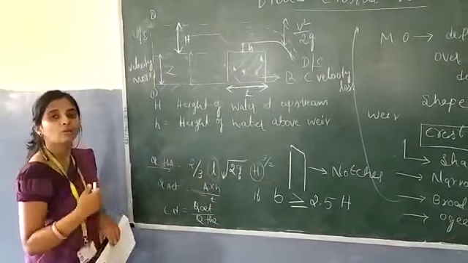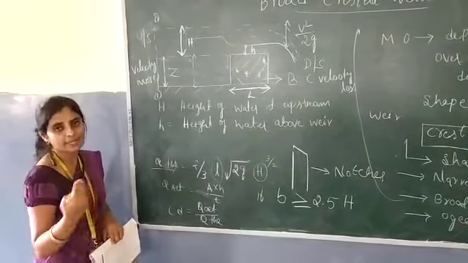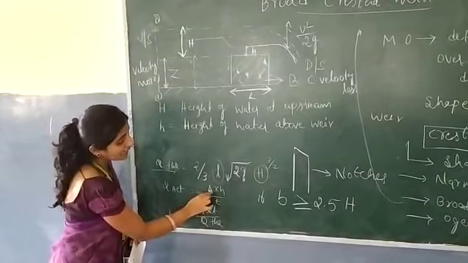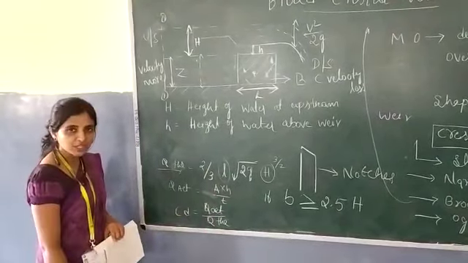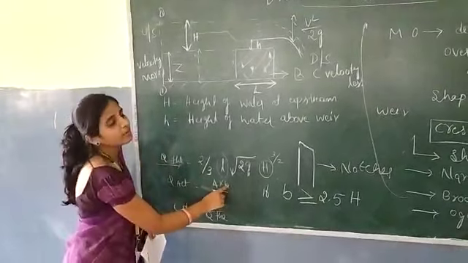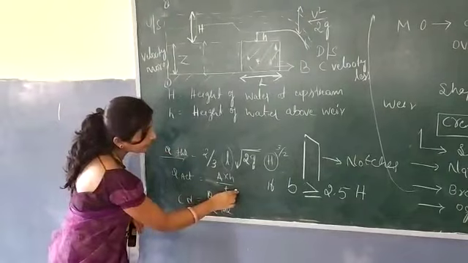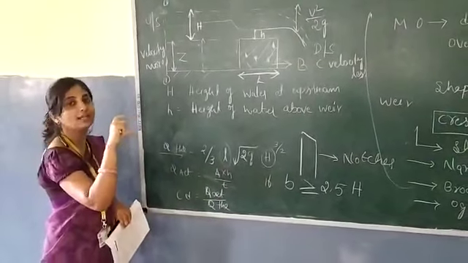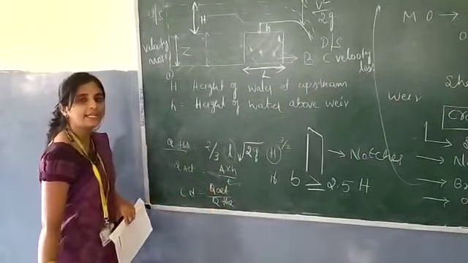By using this formula, we will get the Q theoretical. Again we have to find the Q actual, the actual discharge in the experiment setup. Here we have the formula A into H divided by T. A is the area of the measuring tank, H is the height of the water in the tank, and T is the time taken to fill that particular 10 centimeters of the tank. So here we get the Q actual.